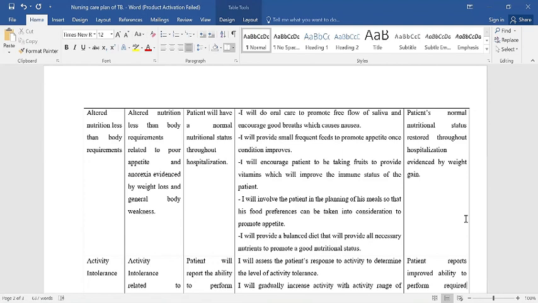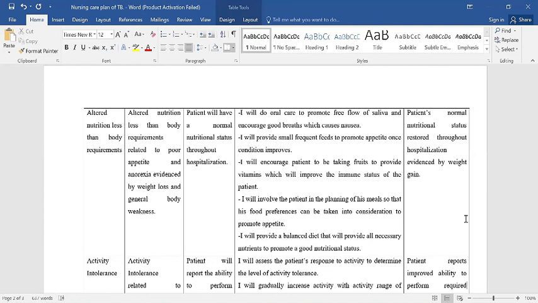I will perform oral care to promote free flow of saliva and encourage good breath, which prevents nausea. So we will do oral care. When we do oral care, we will promote free flow of saliva and encourage good breath, which will help promote the appetite of the patient.